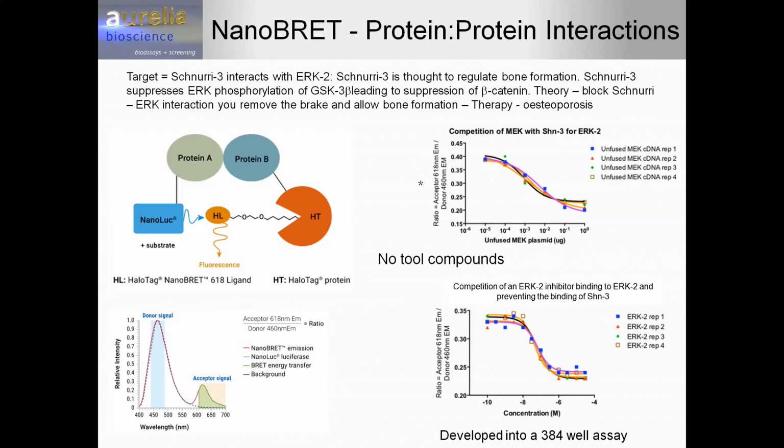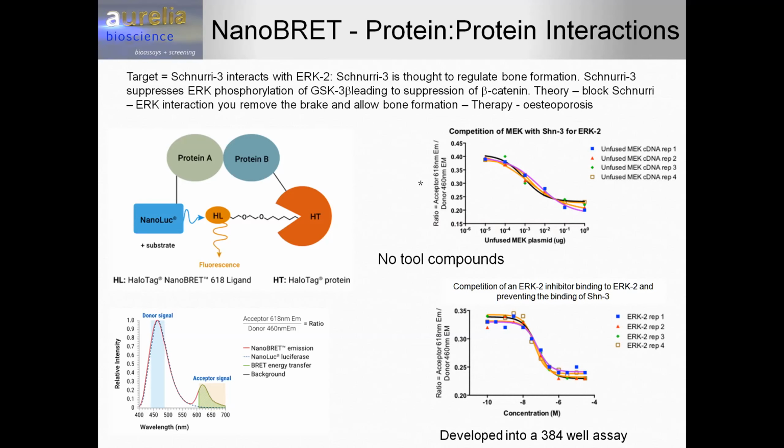On the left-hand side of this slide, I've got two pictorials demonstrating how the NanoBRET protein-protein interaction works. What you would do is you have two vectors. Into those vectors, you put protein A and protein B, in this case SNORI and what it interacts with. And then in one of the vectors, you have something called NanoLuc.